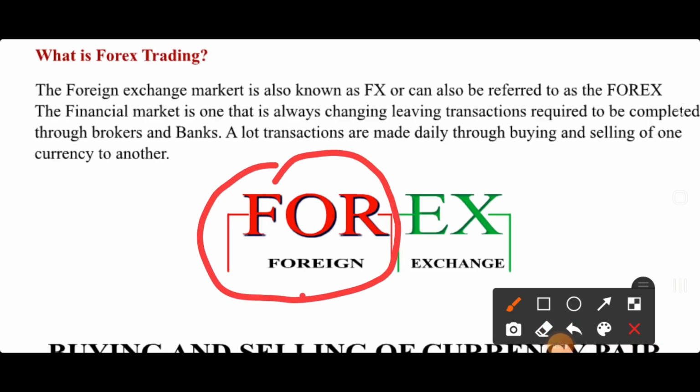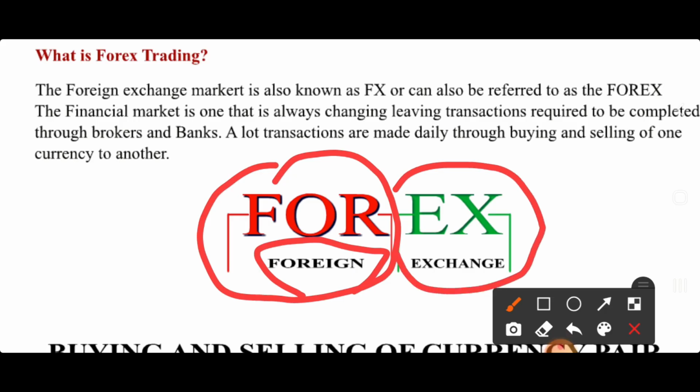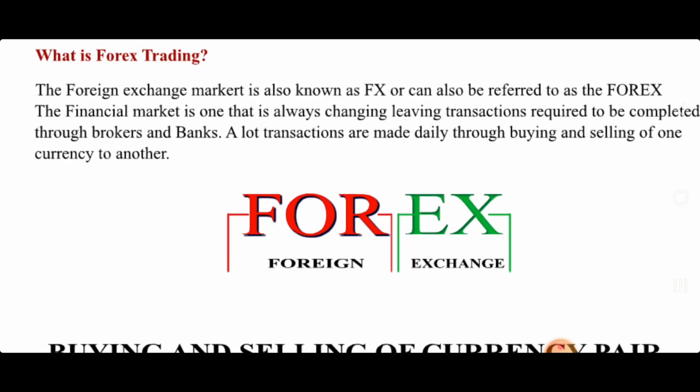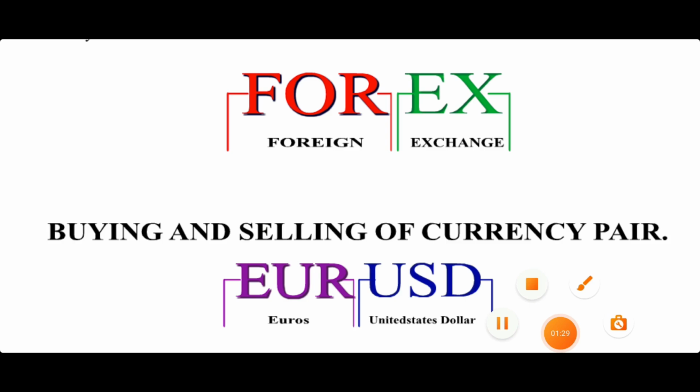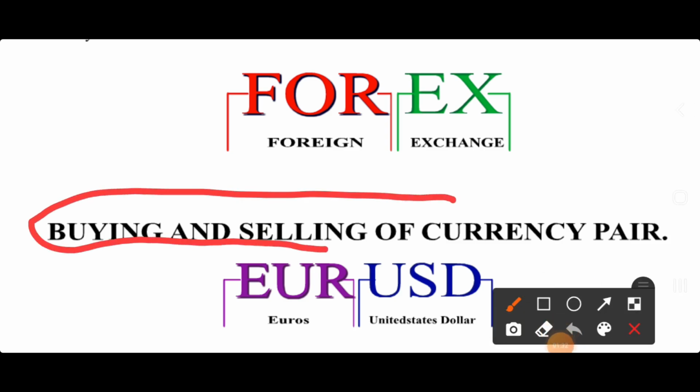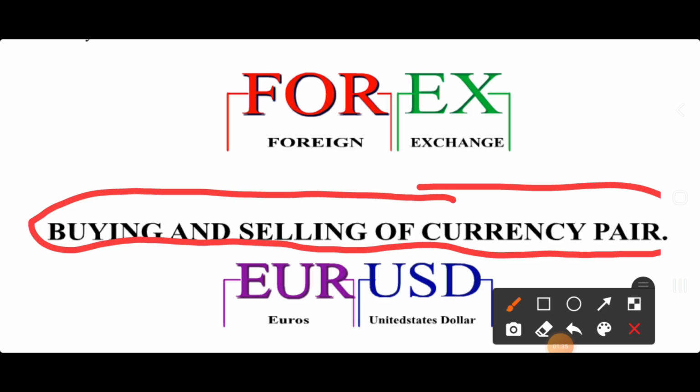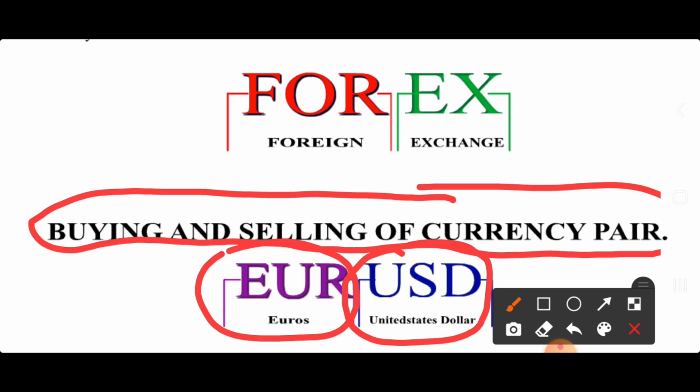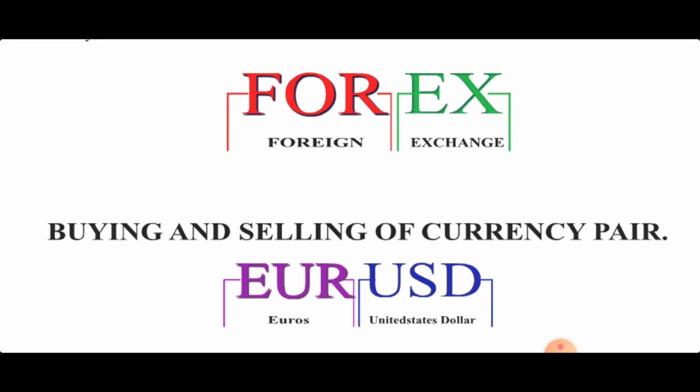So this is where it is derived from. For means foreign, then X means exchange. When you add it all, it gives you Forex. As I've told you, it's the buying and selling of currency pairs. When one is, let me say, buying euros, another one is selling the United States dollar. When one is buying the Canadian dollar, another one is selling the Australian dollar. Like that, it has to be a pair of currencies being transacted between different parties, different retail traders, different banks, different hedge funds.